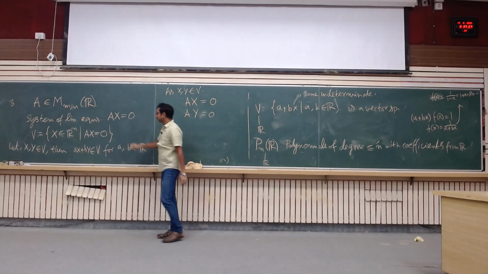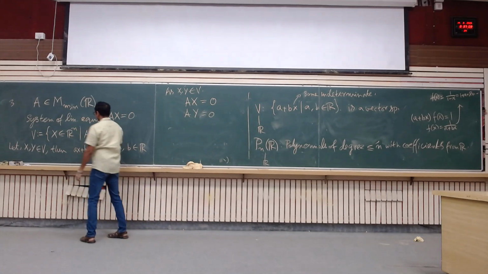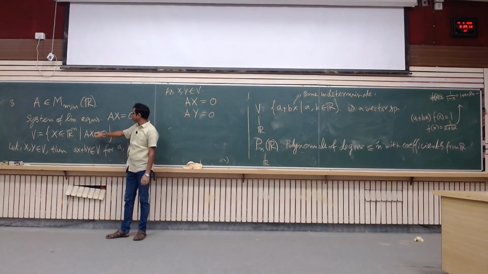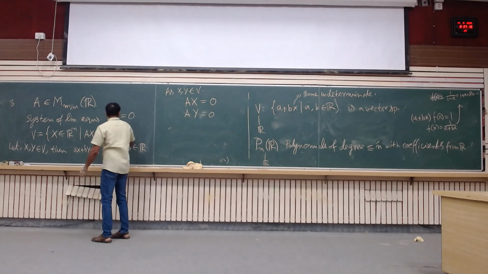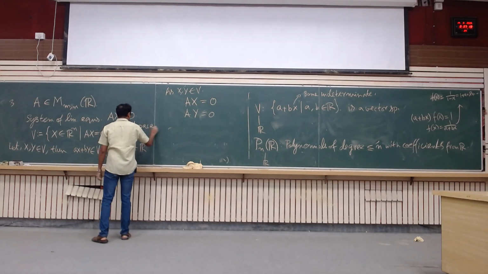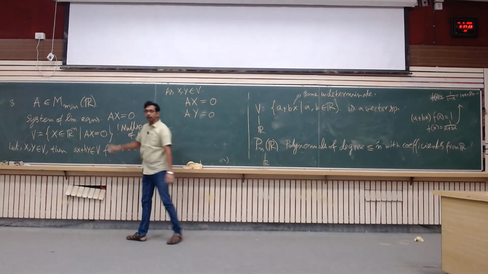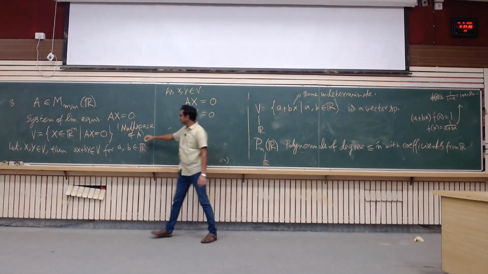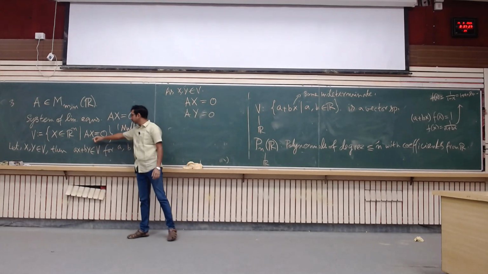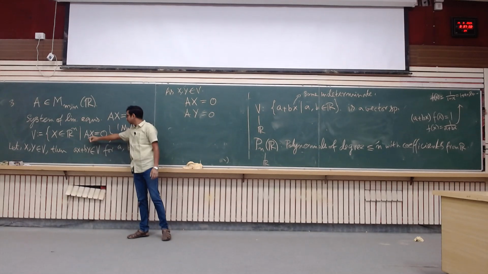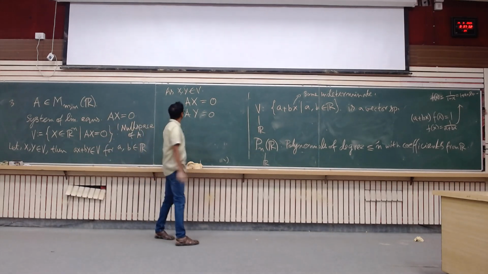Okay, this set has a name. It is called either the solution space of the homogeneous equation ax equal to 0, or it has a short name, null space of A. So that's the name of the space. It just means the null space of A is the solution space of the homogeneous equations given by ax equal to 0.